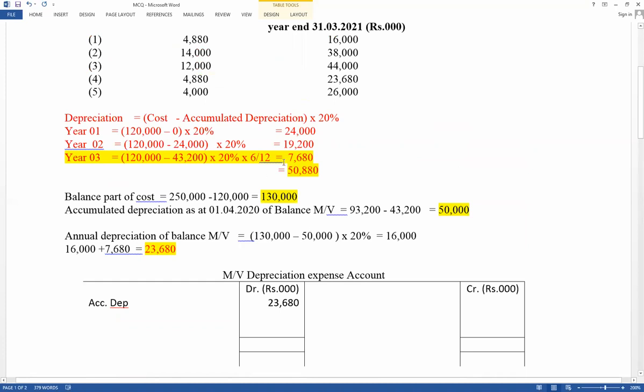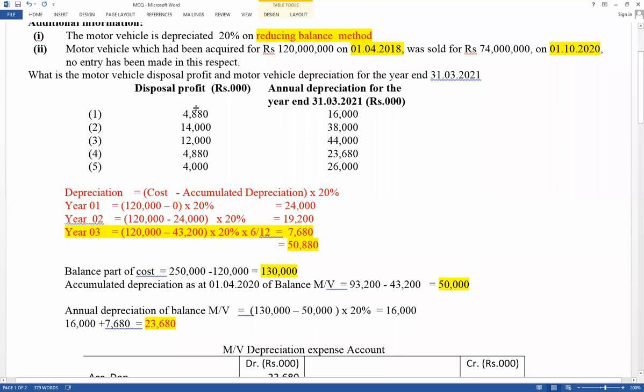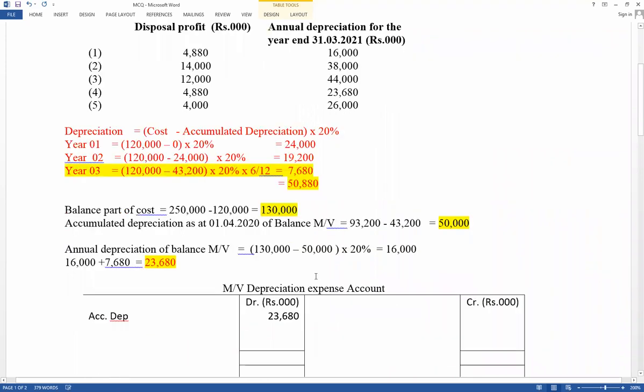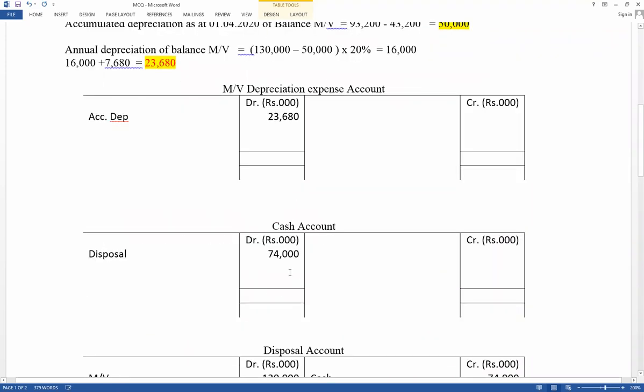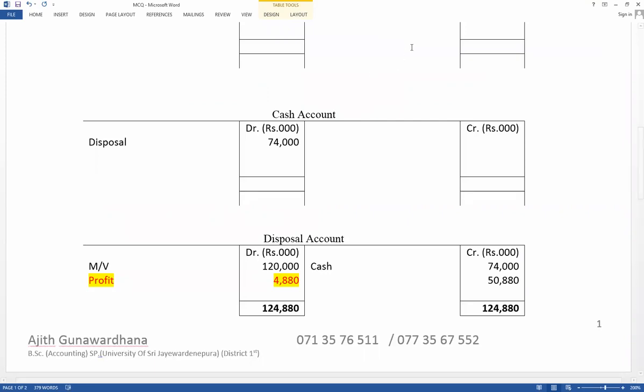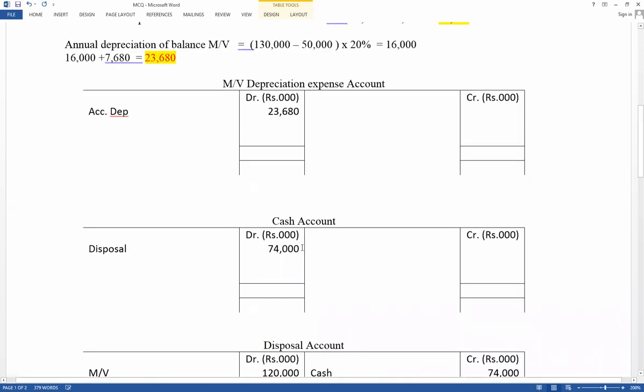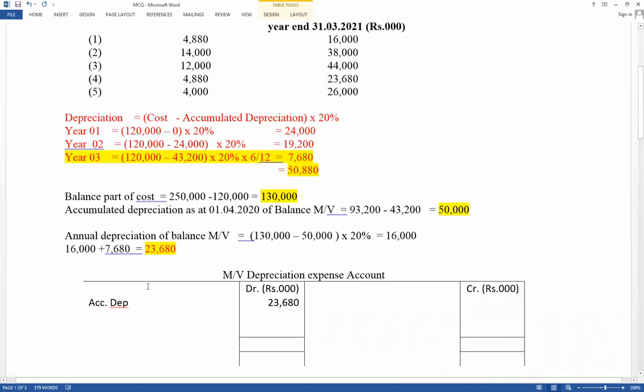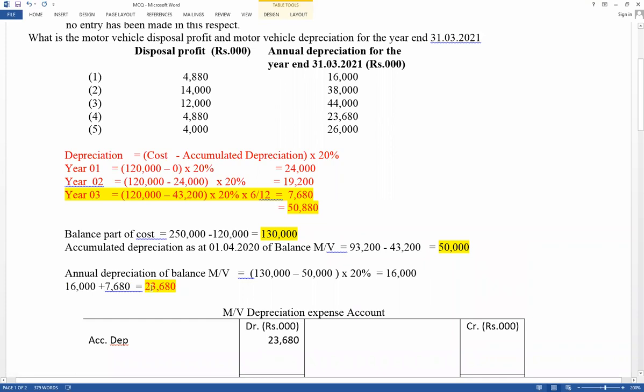Now think about the requirement they ask. Disposal profit and loss. They ask for the disposal profit. Disposal profit calculated is 4,880; it is available in the disposal account. And they ask for the annual depreciation. Therefore annual depreciation equals 23,680. Therefore the answer is the fourth one.